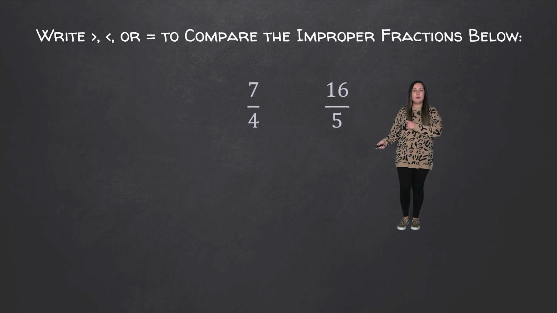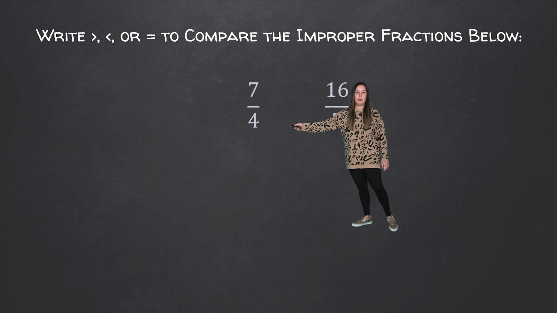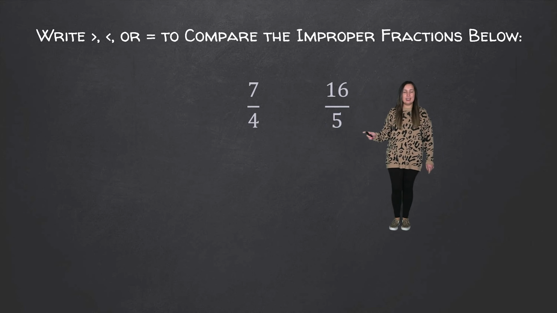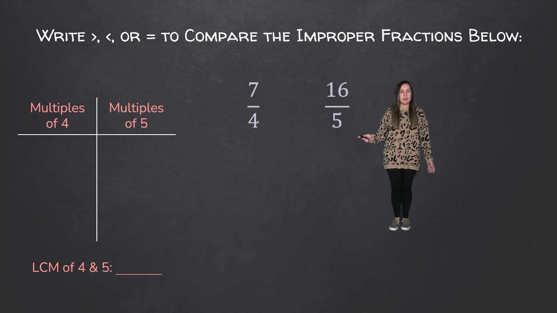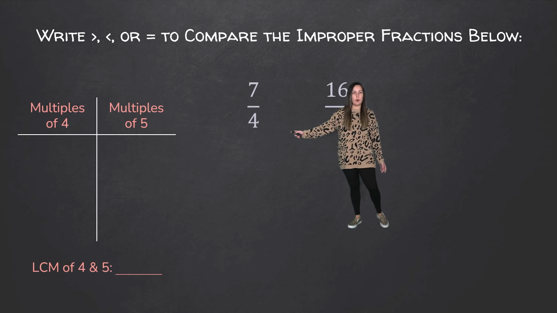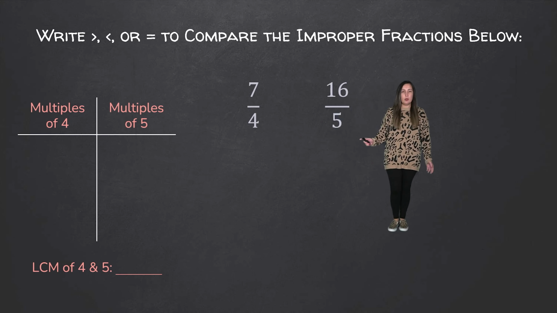To get us started, we have 7 over 4 and 16 over 5. And notice that both denominators are different, and in order to compare these two fractions, we have to have the same denominator. So what we're going to do is find the least common multiple between our two denominators, which is 4 and 5, so we could write equivalent fractions to then make it easier to compare.